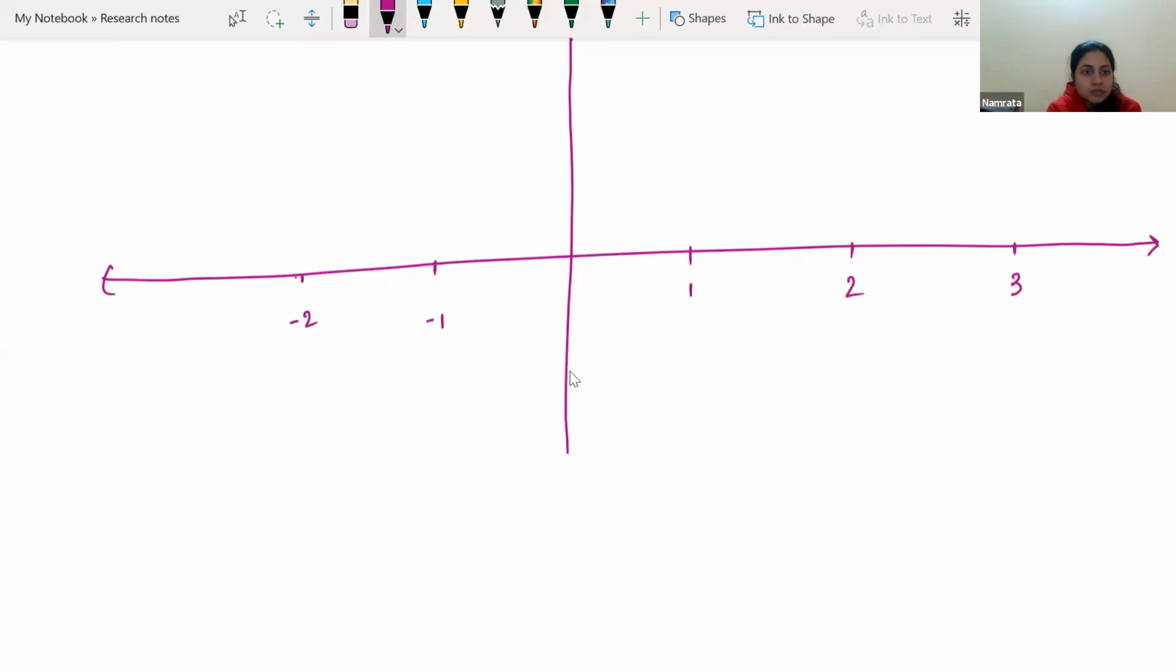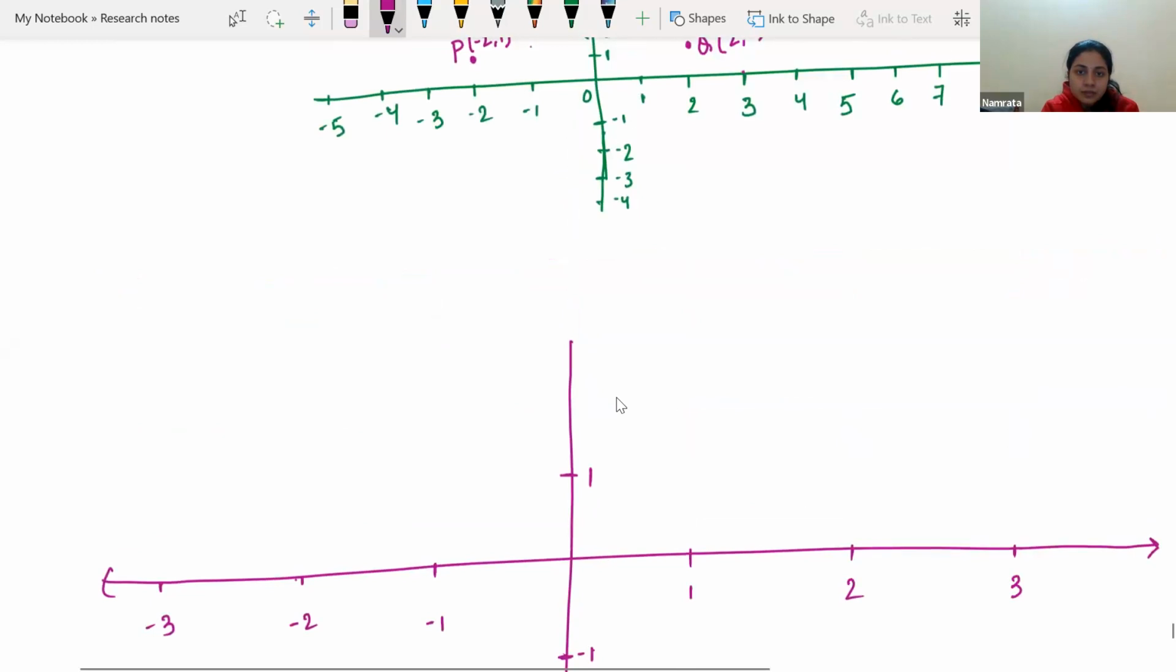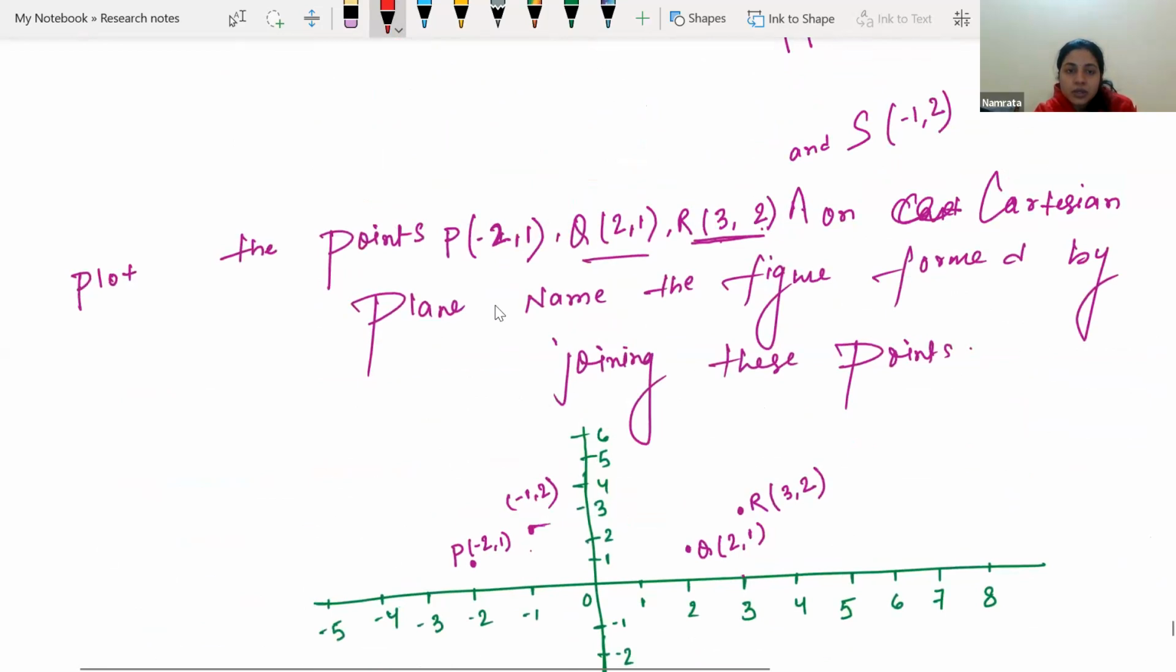Minus 1, minus 2, minus 3. Here also minus 1, minus 2, minus 3. There also 1, 2, 3. Previously, if I had drawn and told you the shape, I had not taken the proper measurement, so maybe the figure would not look perfect. So let's locate the points quickly.